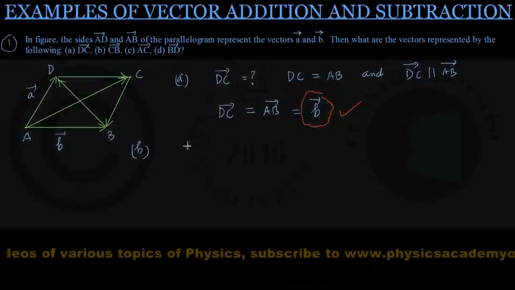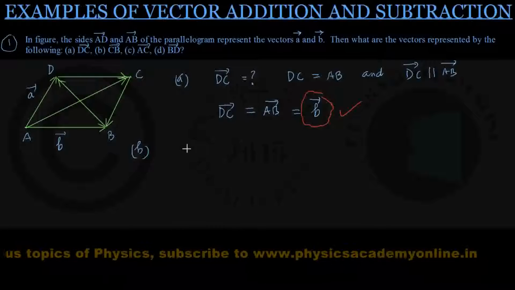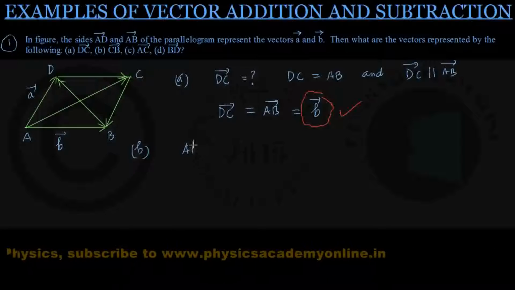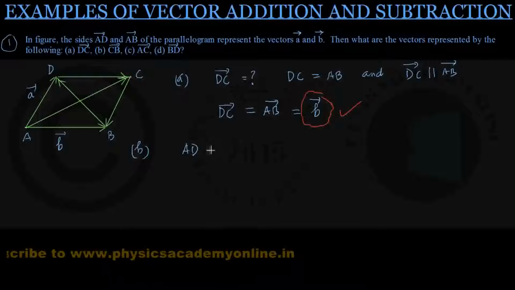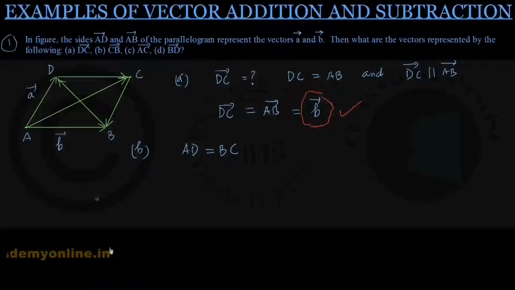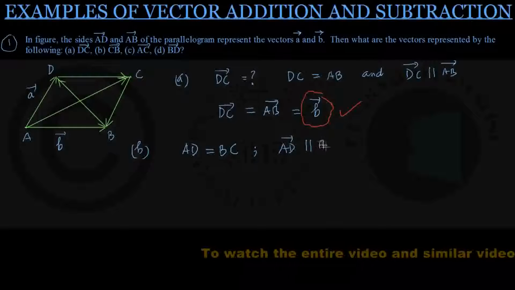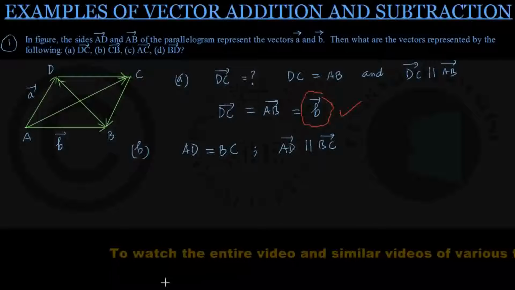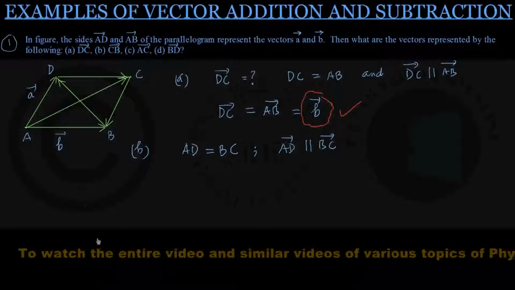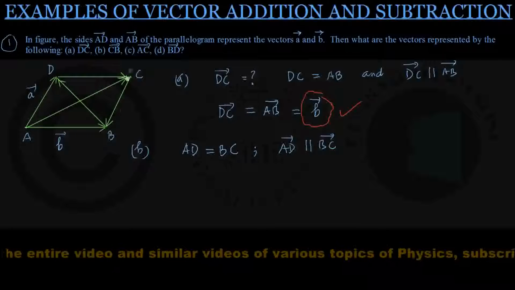In writing form, I can write down that the length AD and the length BC, they are equal because they are opposite sides of a parallelogram, AD and BC. I'm intentionally writing this. I just take them in the same sense. Also, you find out the AD vector and the BC vector, they are parallel, they have the same sense, A towards D, B towards C.